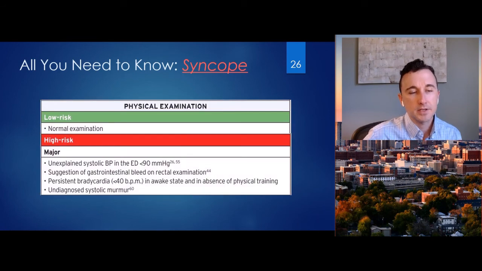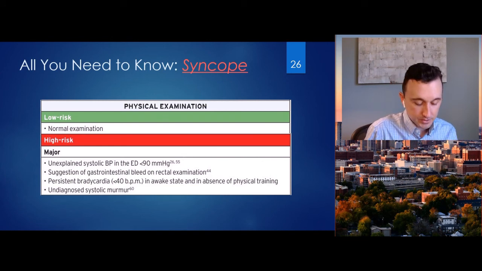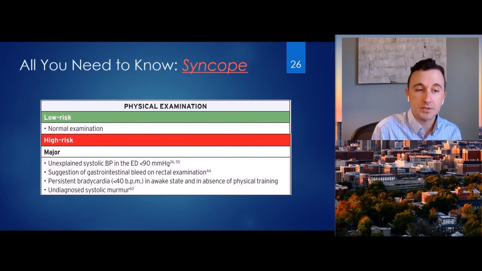All right, what about the physical exam? If it's a normal exam, it portends a low risk syncopal event. On the other side of the coin, if there's unexplained hypotension, any concern for a GI bleed, the presence of bradycardia, or a new undiagnosed systolic murmur, all those things are concerning on exam.